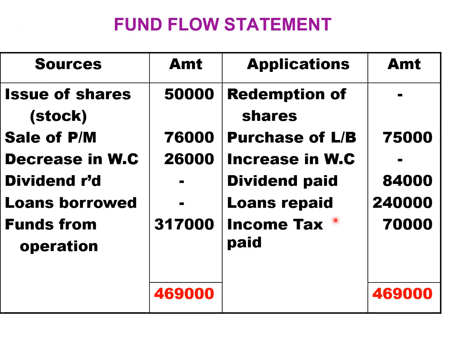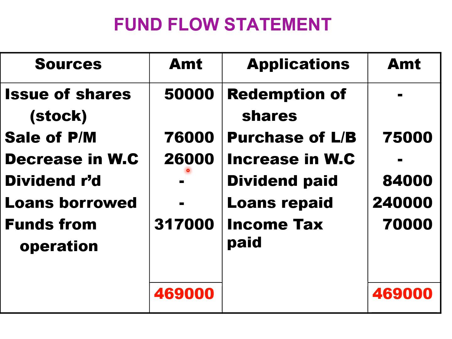So fund flow statement, students: sources indicate receipt, application indicates payment. So issue of share 50,000, not 1 lakh. Only share amount should be taken because share is non-current, stock is current, so working capital will change. So only 50,000 you should take. By selling plant and machinery, we received 76,000. By decrease in working capital, we got 26,000.